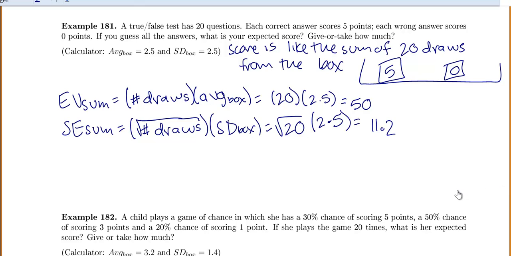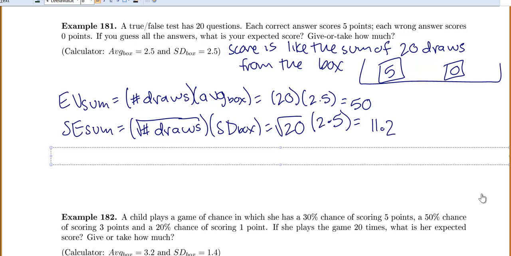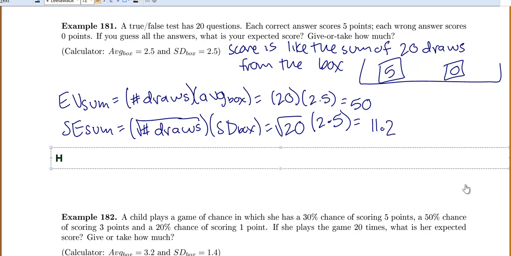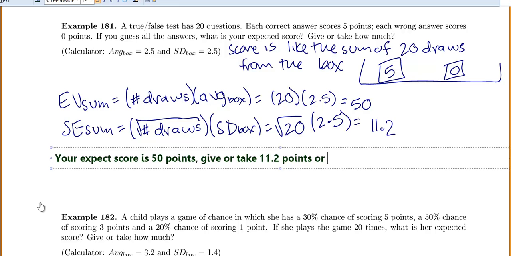Now what does this actually tell us? Statistics is all about what these numbers actually tell us. So it tells us that your expected score is 50 points, give or take 11.2 points or so.